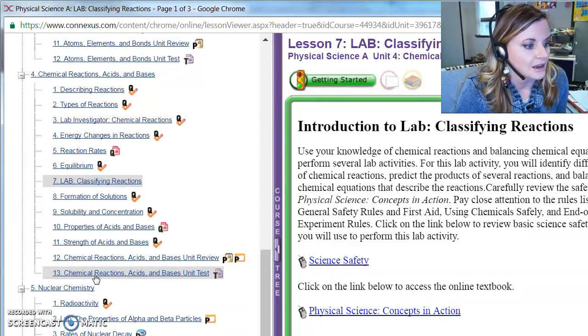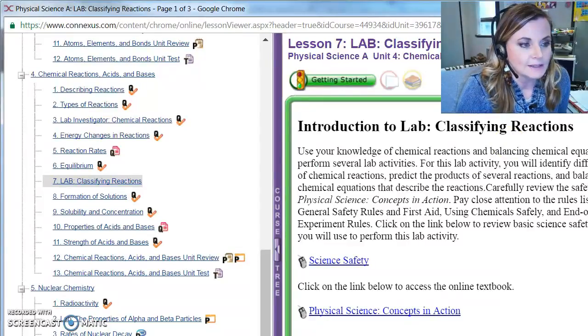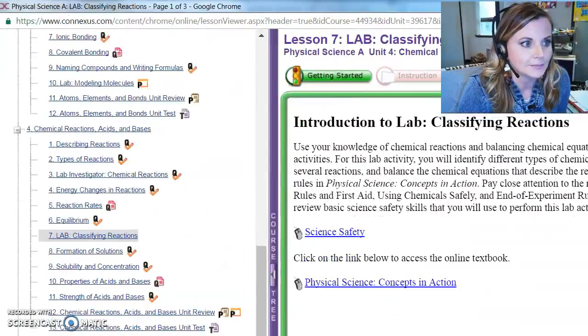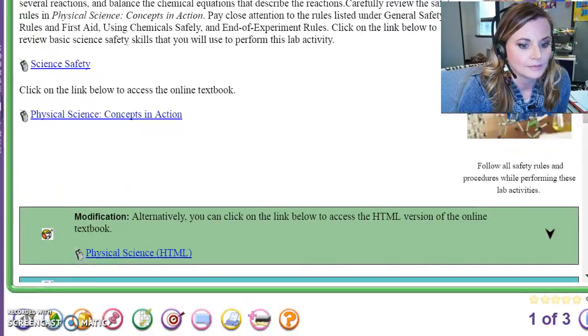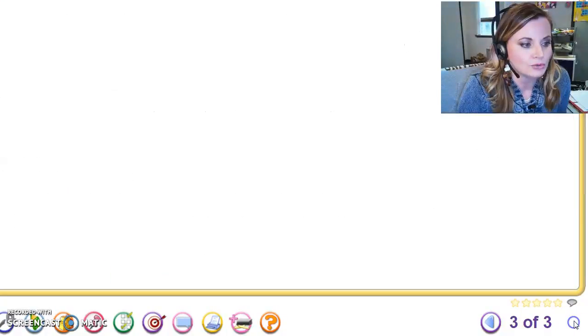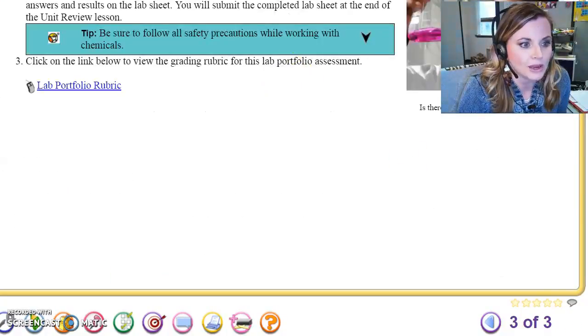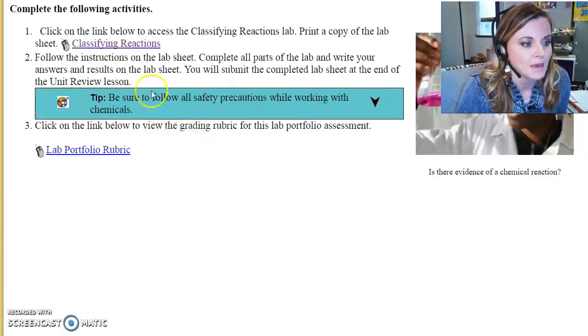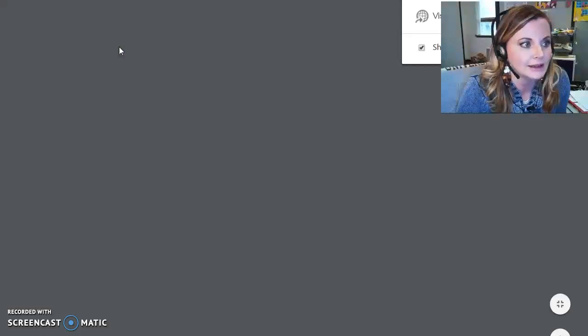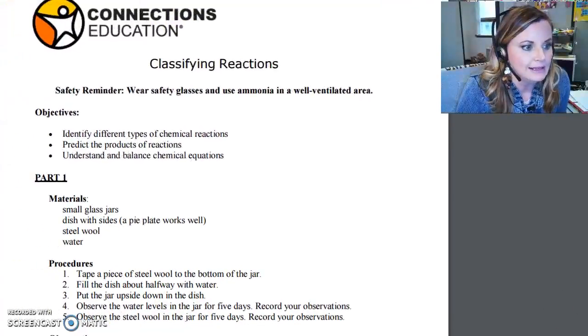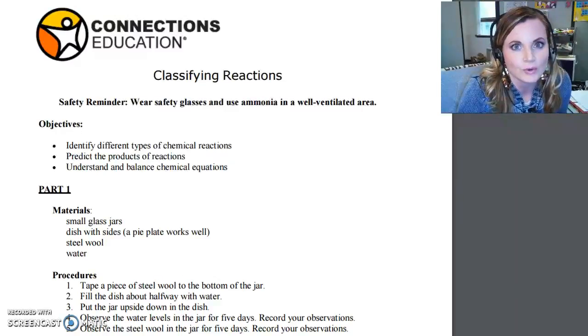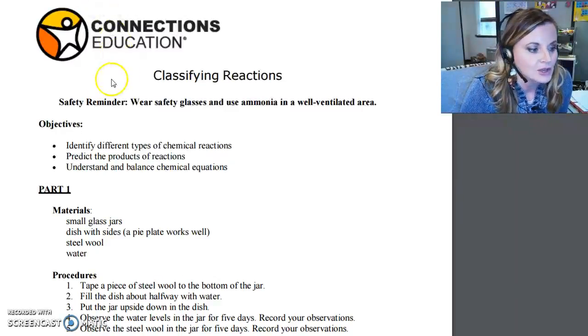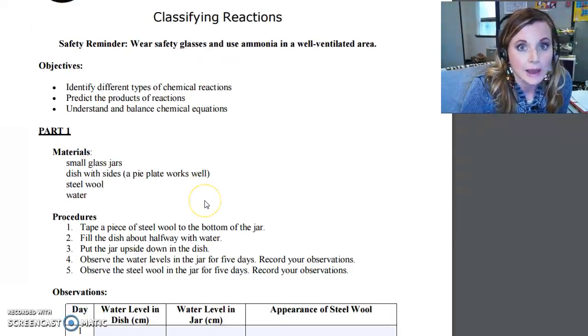reactions completed. So for this one, you will need to have some supplies, and when you get to the actual lesson and you go over to slide number 3 of 3, you'll see here that there's a link to access the lab, and I can click on that and that will open up a PDF. And it's going to give you an idea of what you need to do and what you need to use for materials. So for this first lab, you're going to need ammonia.